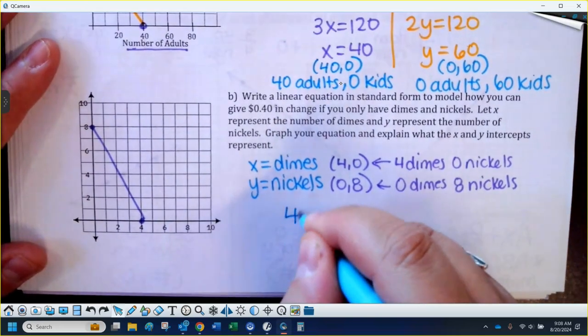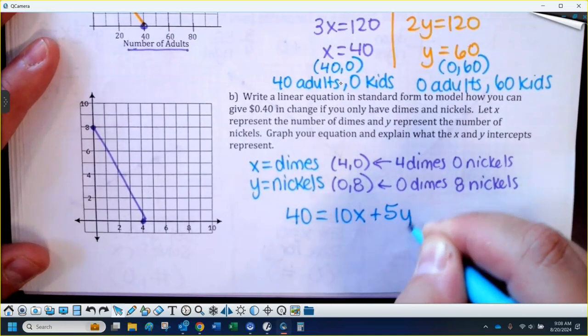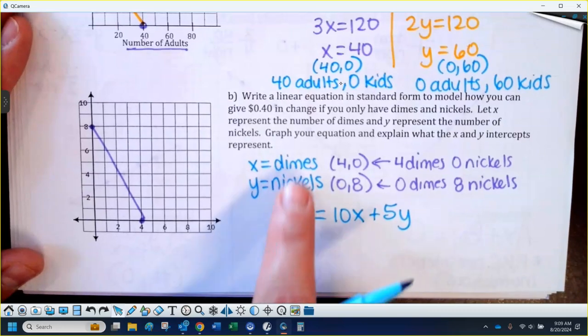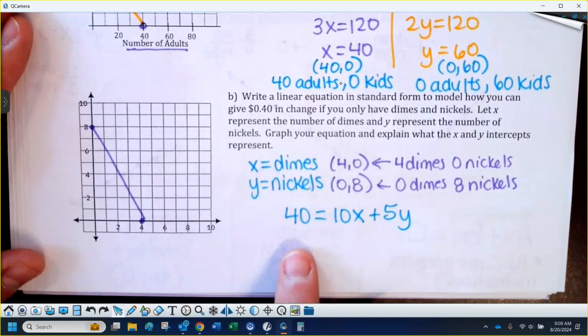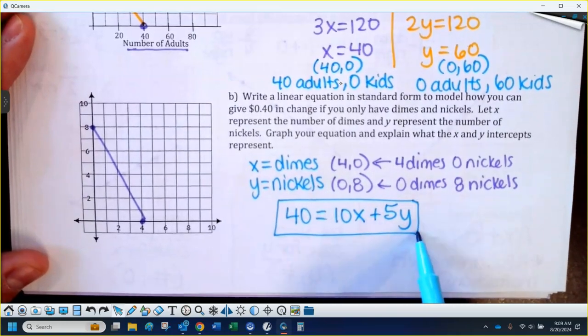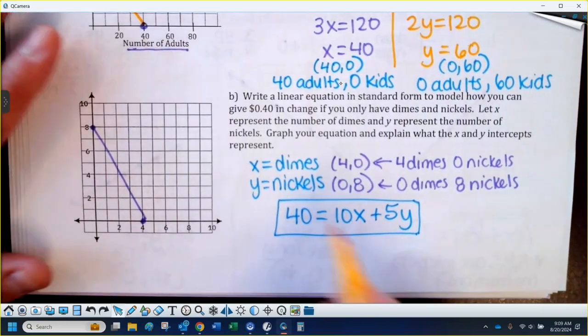Perfect. Okay. She says 40 equals 10x plus 5y. How come it's not like 0.4 like it was in the problem? You're right. This is right. But how did you know? She just knew. I'm just going to show you this real quick.